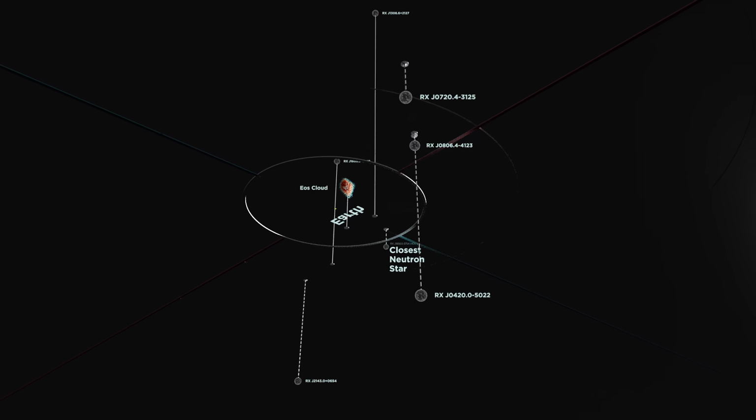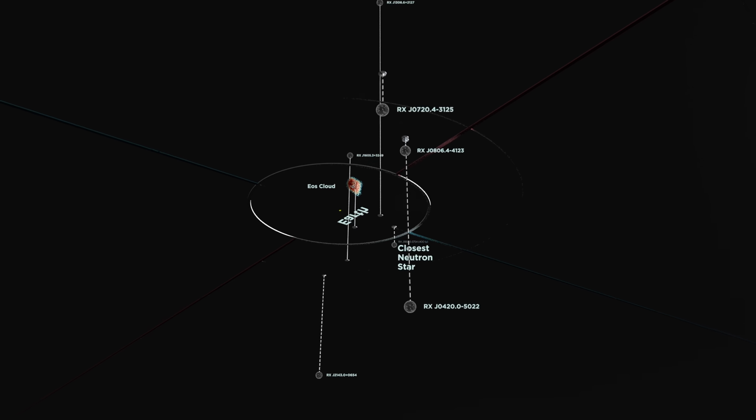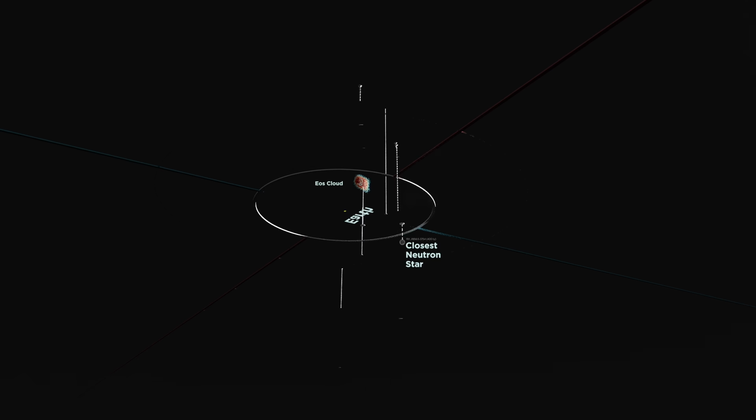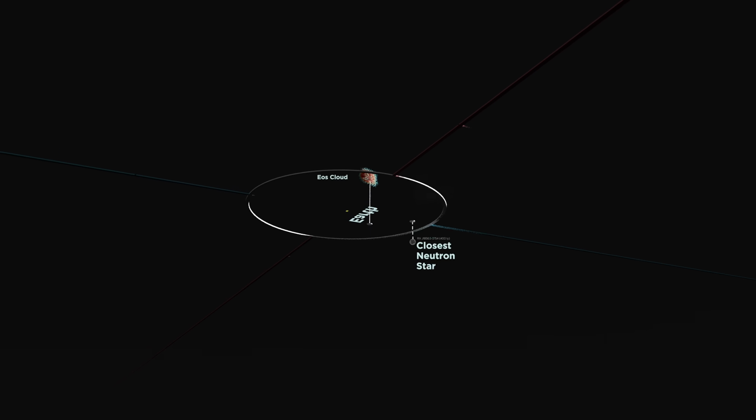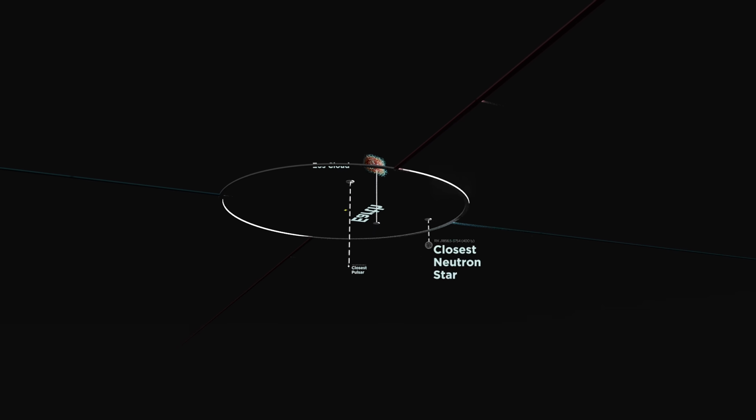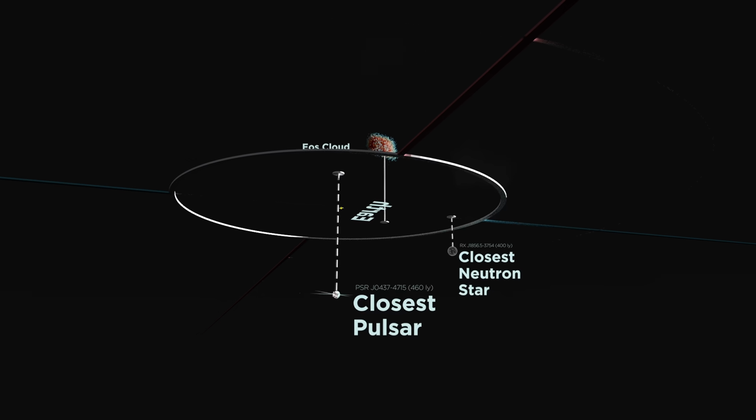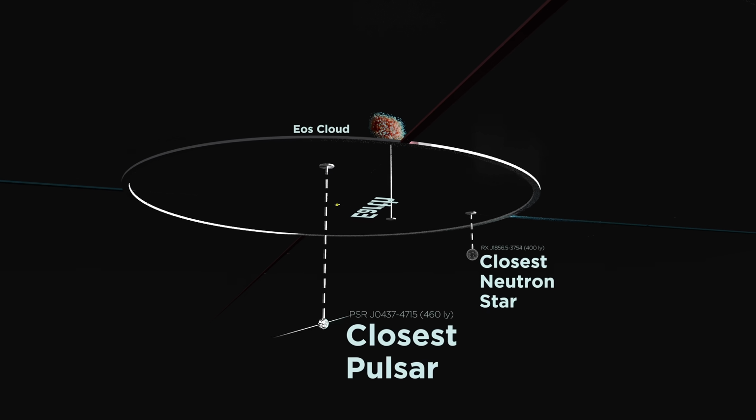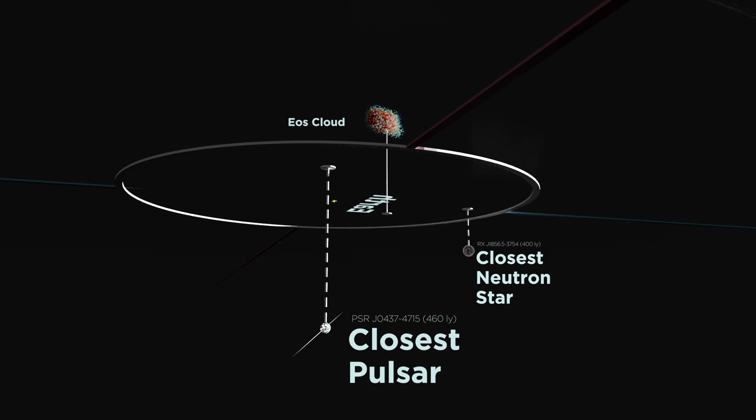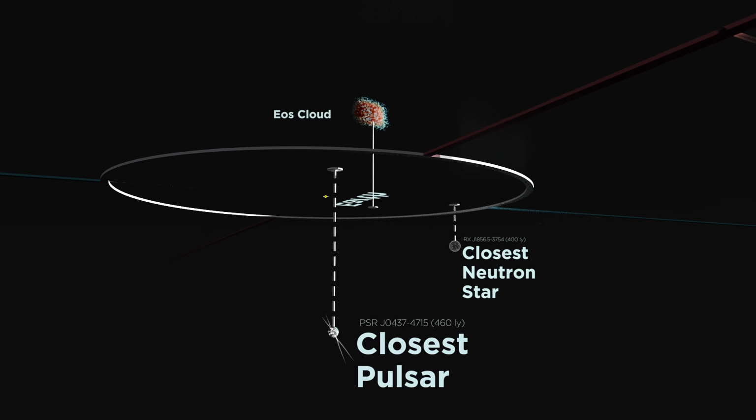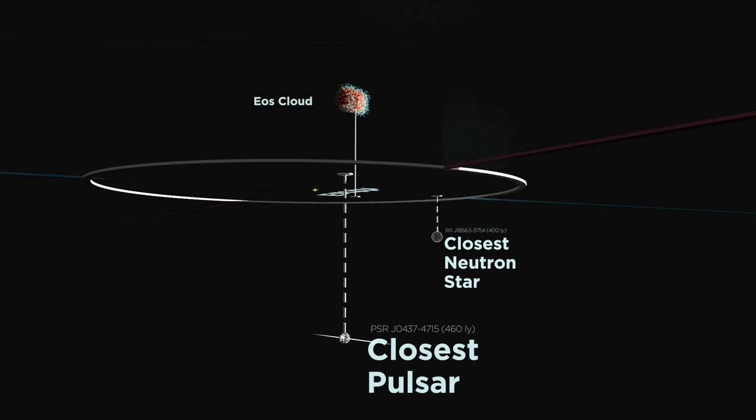On the other hand, sometimes neutron stars are very, very bright. They're the ones that have a spin and an extremely strong magnetic field. They're known as pulsars because they pulse when the poles sweep in our direction. The closest known pulsar is about 460 light years away, almost directly east.